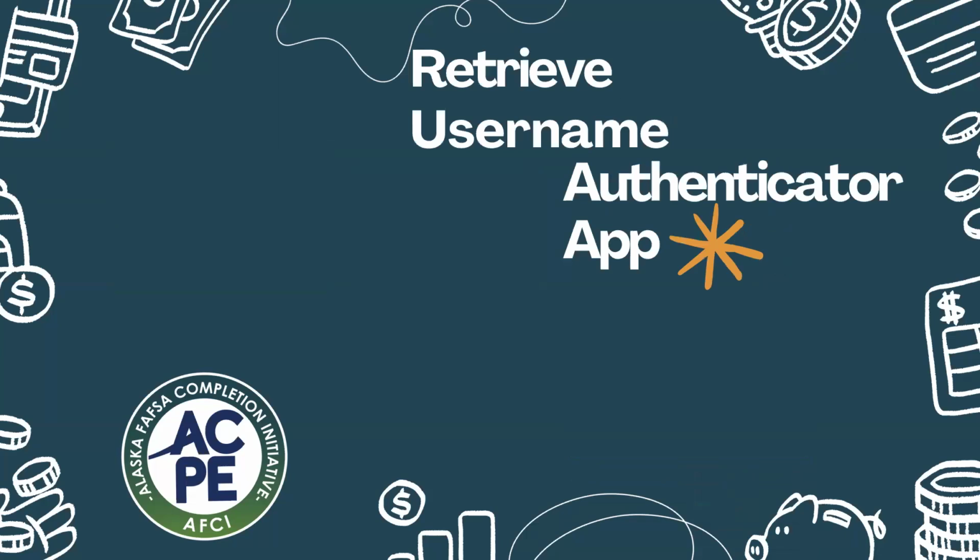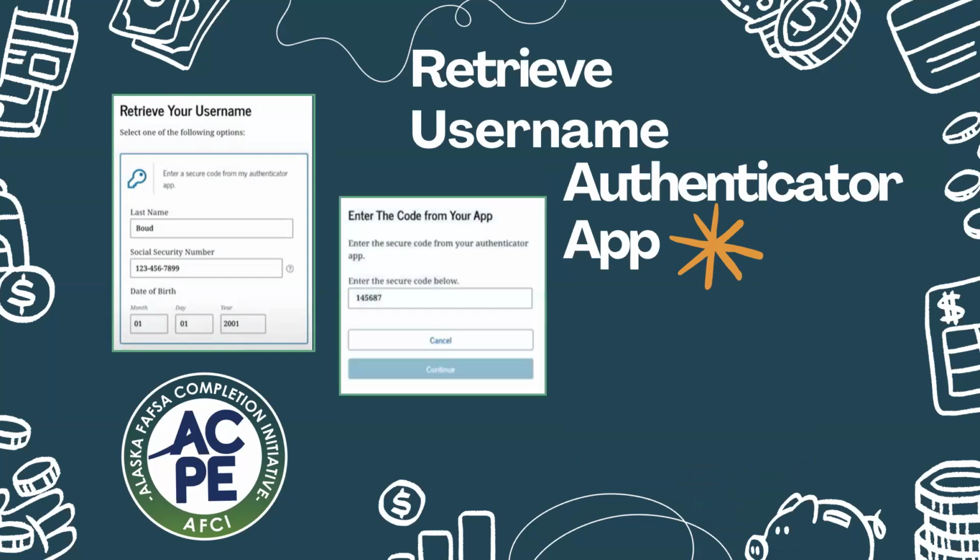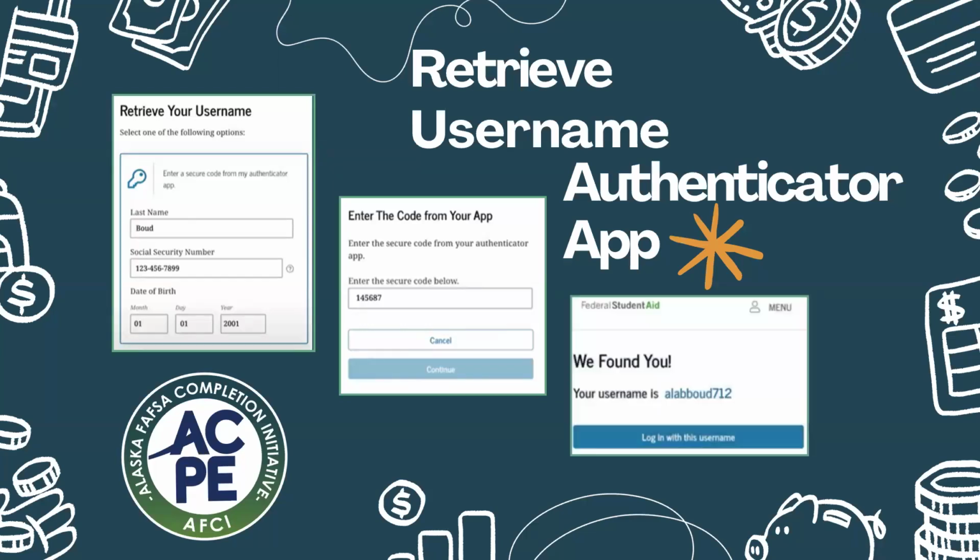You can also recover your username if you downloaded and set up the Federal Student Aid Authenticator app previously. To retrieve your username using this app, you must enter in your last name, social security number, and date of birth. You will receive a secure code on the app. Enter that code in the box and click Continue. Your username will then be displayed.